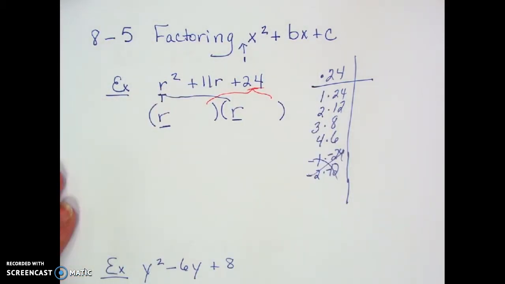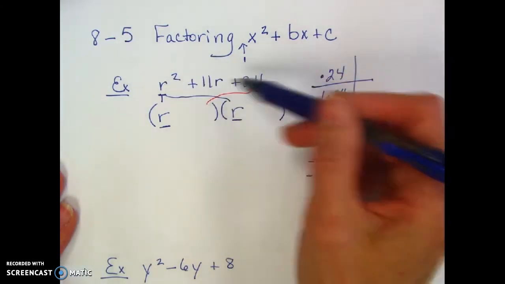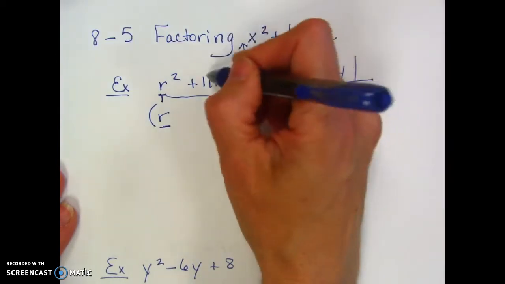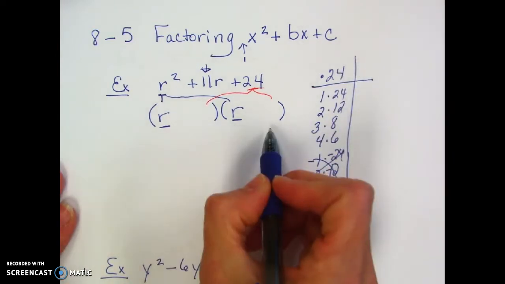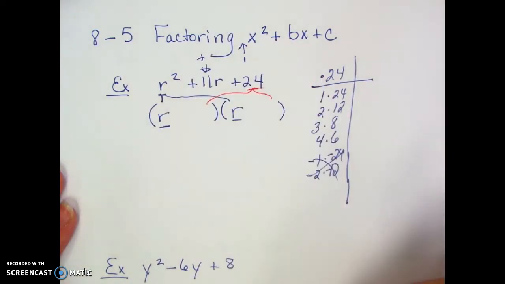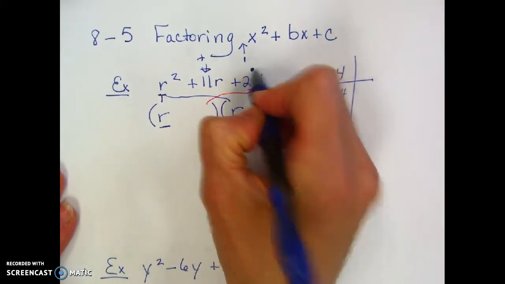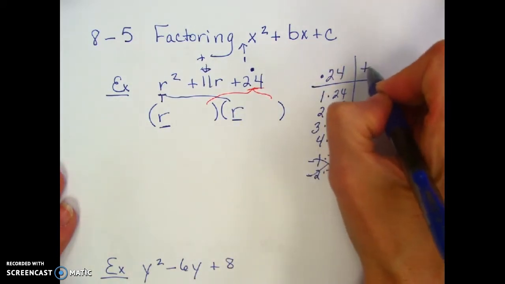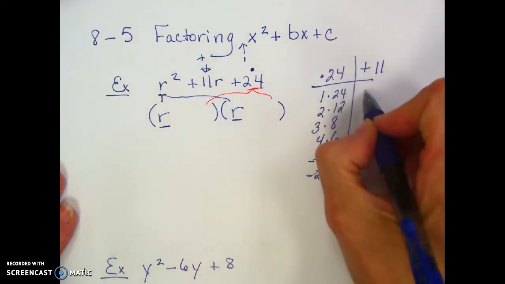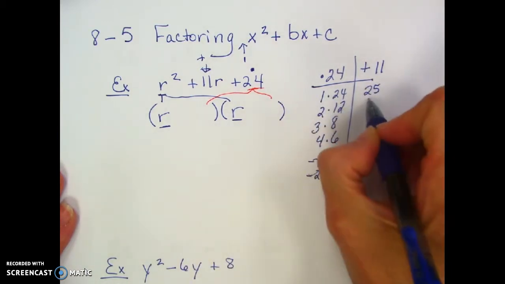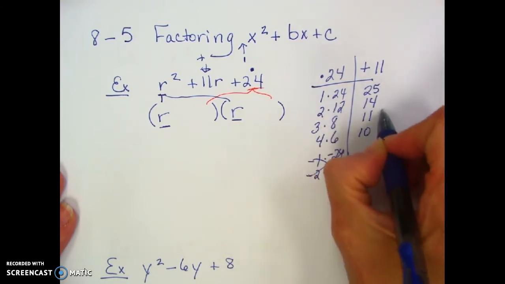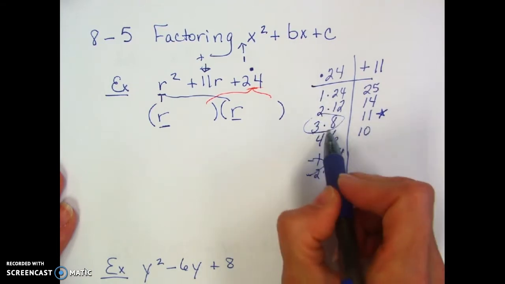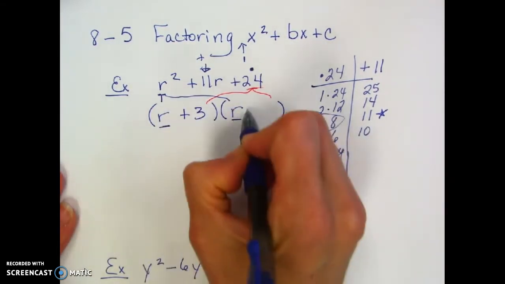Or we could realize from all the problems we did yesterday and the day before that when we multiply two binomials together, this middle term comes from adding these two pieces. This one comes from multiplying them, this one comes from adding. So if we add to get 11, 1 and 24 adds to 25, 2 and 12 adds to 14, 3 and 8 adds to 11, and 4 and 6 adds to 10. The only one that gives us 11 is the 3 and the 8.